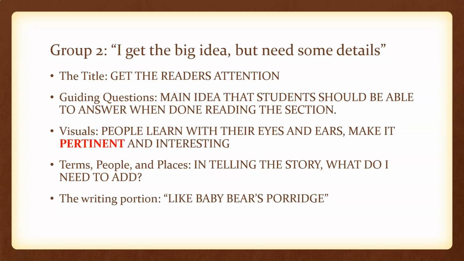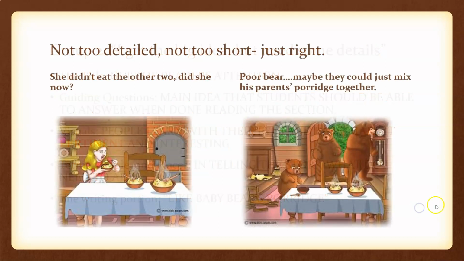Now, in the writing portion, this is the one I'm getting the most questions about. I want it to be like Baby Bear's porridge, okay? Because Baby Bear's porridge, it wasn't too hot, it wasn't too cold, it was just right. That's why Goldilocks ate that bowl of porridge and not the other two. Never quite figured out how you can make one pot of porridge and have such a different temperature. I could never figure that out. But my point is that not too detailed, not too short.